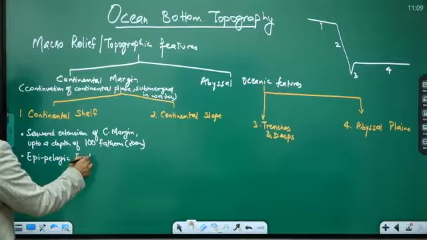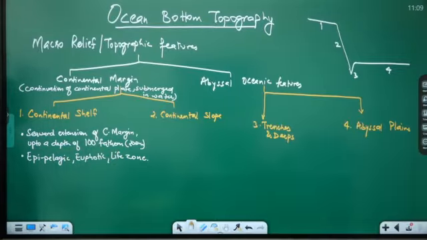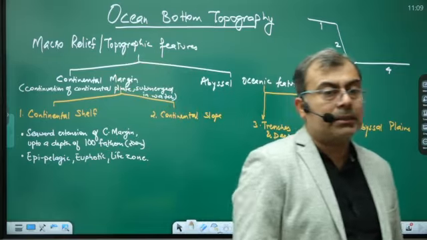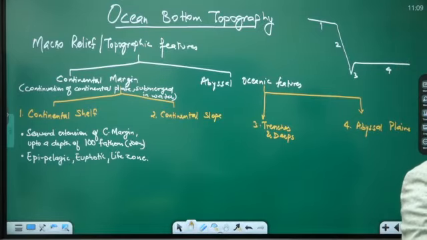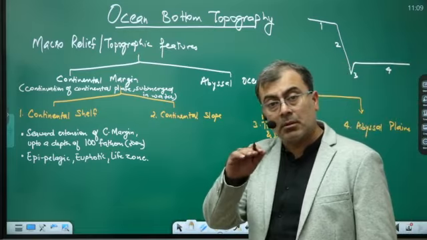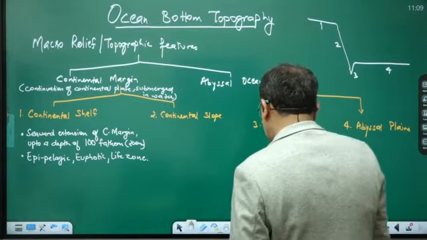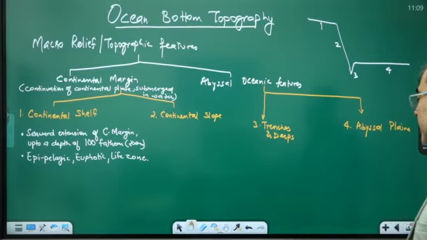Epipelagic, euphotic life zone. It is the seaward extension up to a depth of 100 feet. Sorry, 100 fathom. Get that? And this is what we are talking about. Do we get that? Epipelagic means upper 200 meters. Euphotic means it has light. Life zone means photosynthesis, everything is happening over here. ठीक है? True.